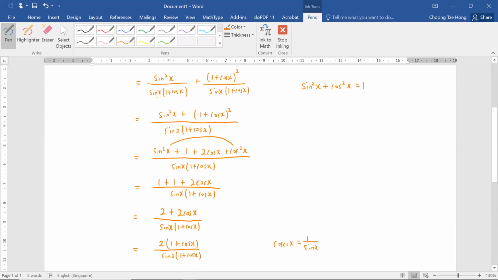Also remember that most of the time it's not necessary to expand the denominator. You can just leave it in this form so that later on there might be things that you can cancel off with the numerator.